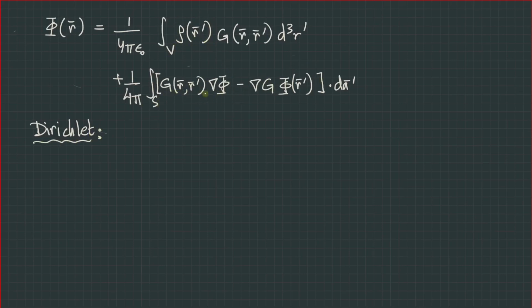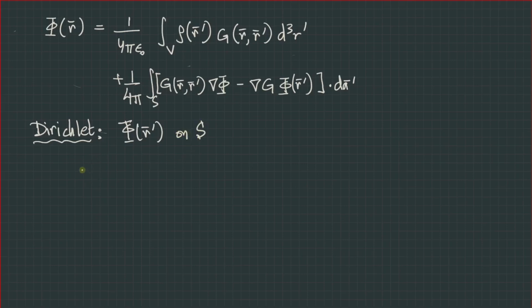And here there are basically two parts in this integral. One involves the gradient of the potential and another involves the value of the potential, and all this is required on the surface S. In the Dirichlet condition, of course, we only know the value of the potential on the surface and not the gradient.